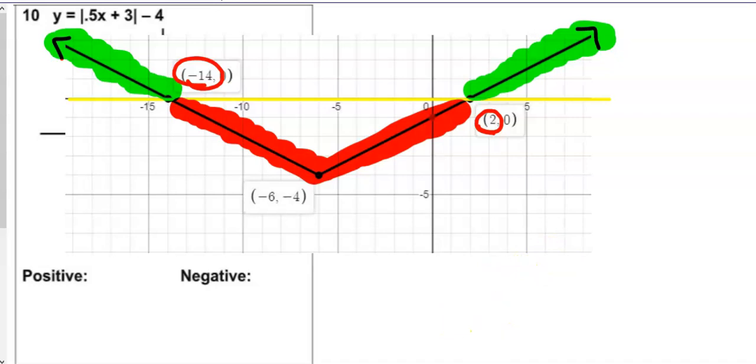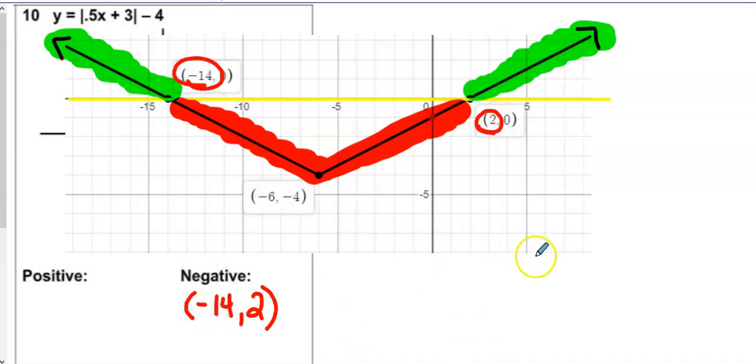All right, so let's think about this. Actually, let's do negative first. It's easier. So the negative part of this graph goes from -14 to +2. That's all you need to do. The negative part is going to be -14 to 2. So the reason we don't do brackets here is because at -14 and at 2, it's neither positive nor negative. It's on the x-axis. So we use parentheses here.